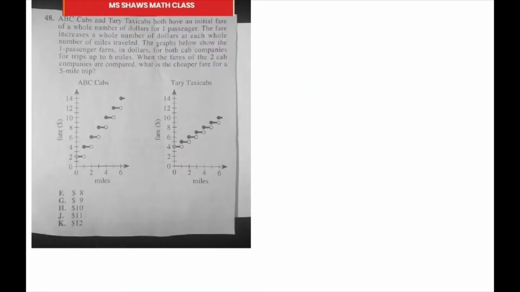All right, the next one is, we have these greatest integer functions. We have 2 taxi cabs, and they give all this stuff. So let's see what the question is. The graphs below show the one passenger fares in dollars for both cab companies for trips up to 6 miles. When the fares of the 2 cab companies are compared, what is the cheaper fare for a 5 mile? So what we're going to do is look at the 5.